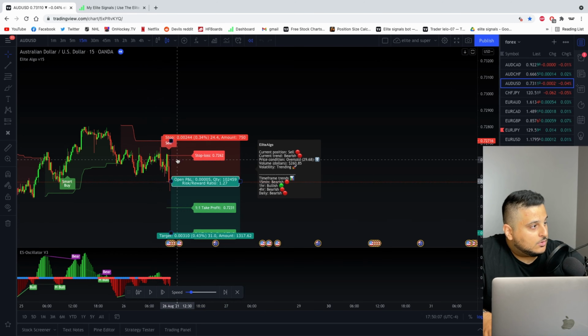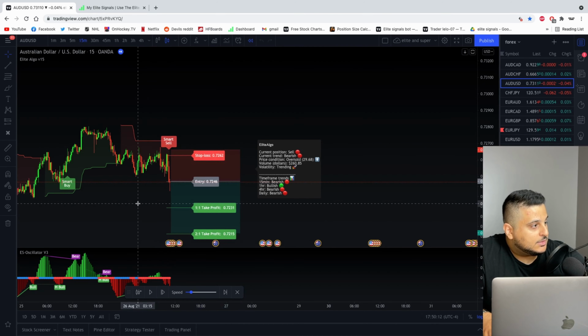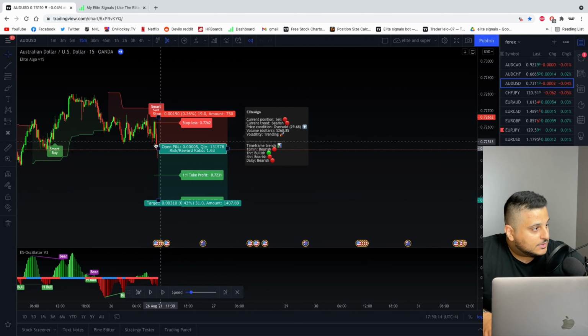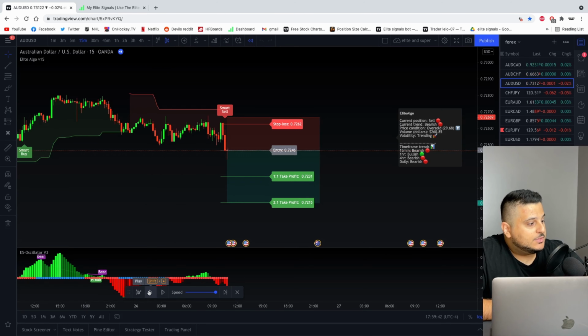Okay, guys? So for this first trade we're going to do half. So it's going to look like this. Now, once the first take profit is hit, we want to take our stop loss and put it back to break even. So let's run this trade and see what happens here.